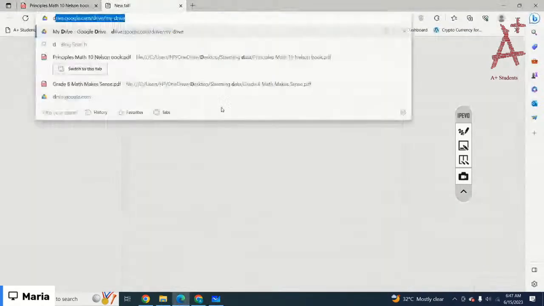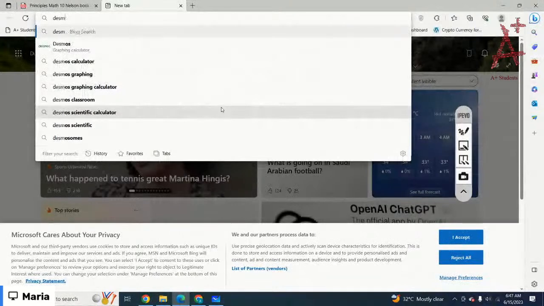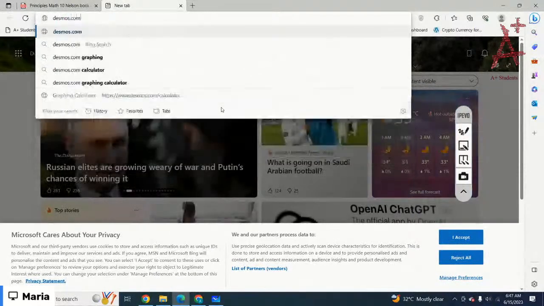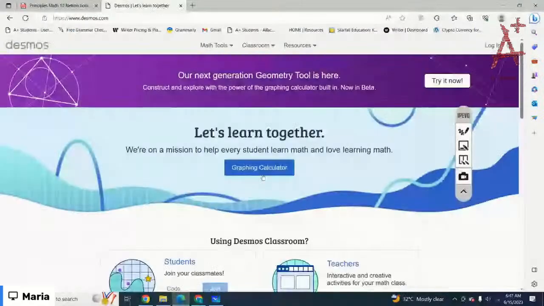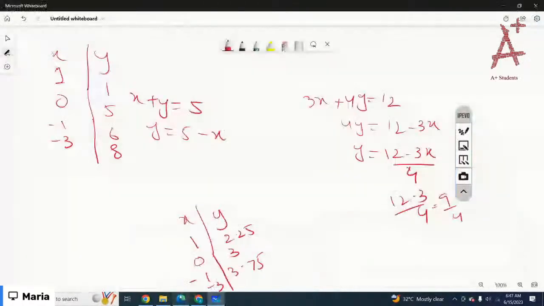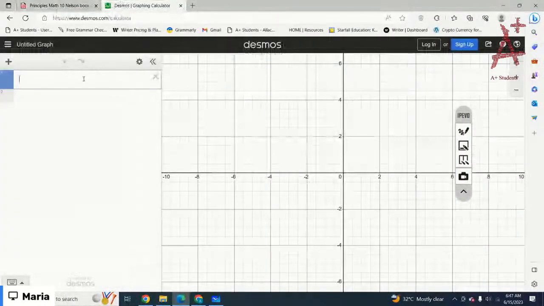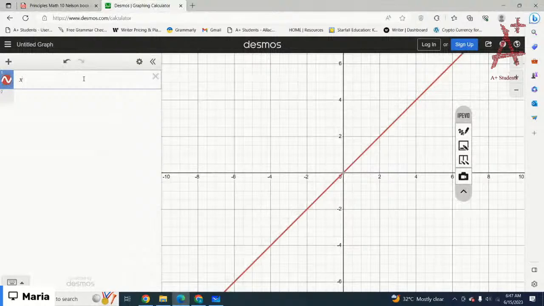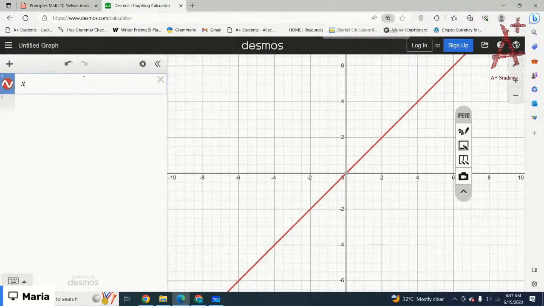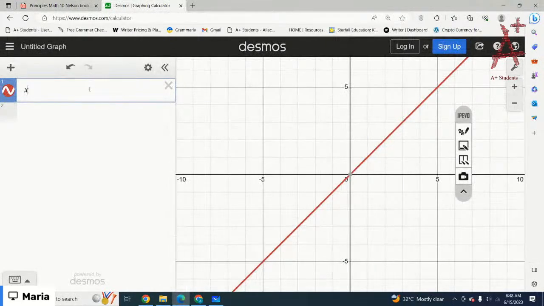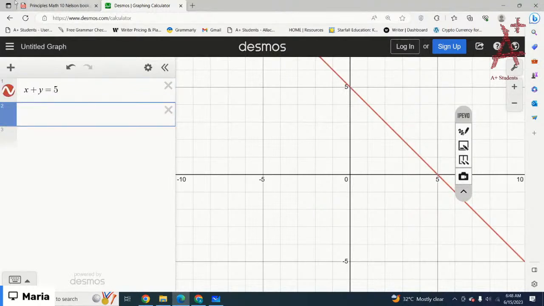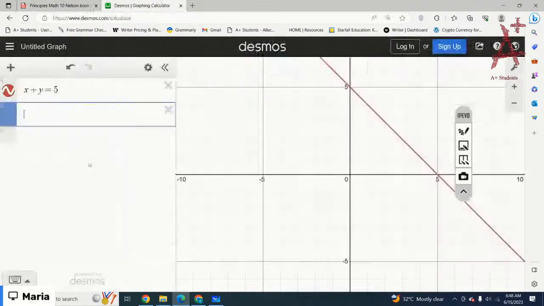I'm going to plot it on this most.com, because that is the graphing tool. You can use any tools that you know. I know the only tool that I am using. Okay, the equations are y equals 5, and the other equation is 3x plus 4y equals 12.